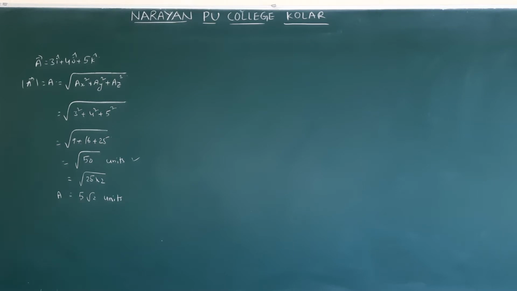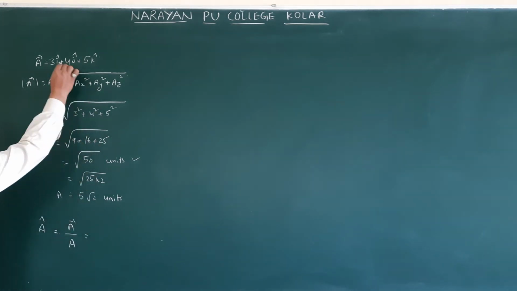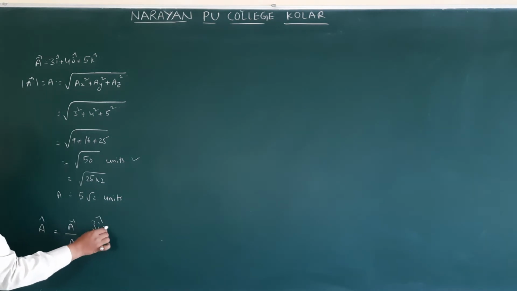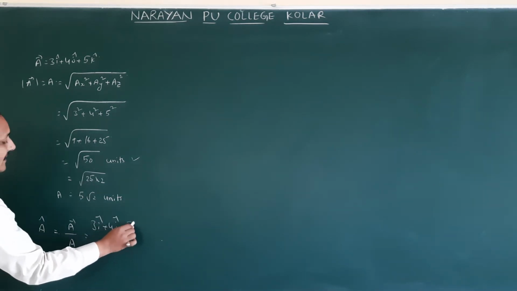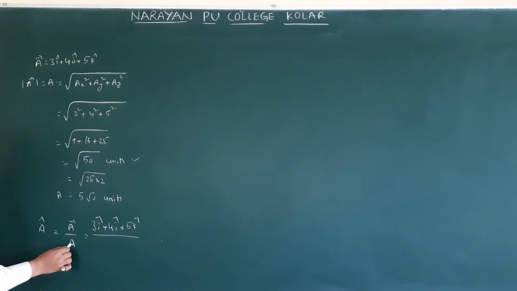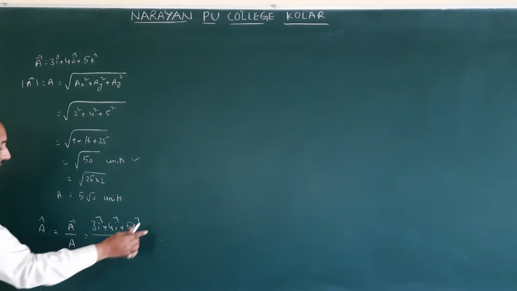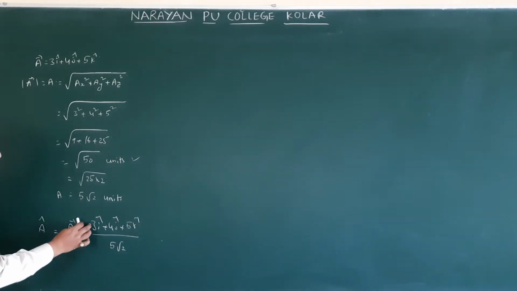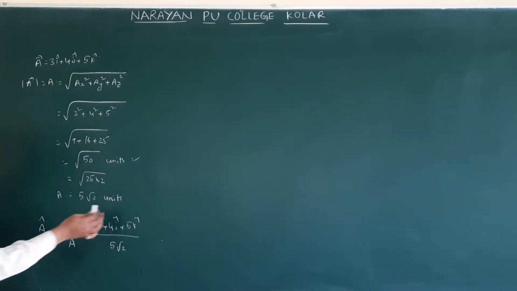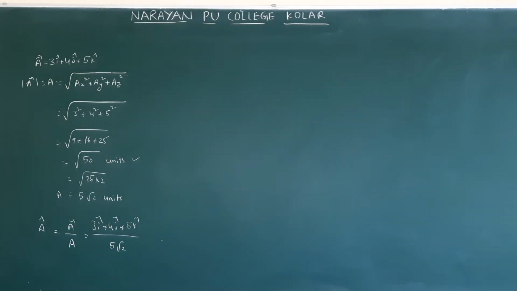Next they ask unit vector. Unit vector means a cap. If you wrote a cap like this, that is unit vector. A bar means vector. If you wrote only a, that is magnitude. So a cap is equal to, what is the formula? A bar by a. What is a bar? A bar is 3i cap plus 4j cap plus 5k cap, divided by a, how much? 5 root 2. If you want, you can expand 3 by 5 root 2, 4 by 5 root 2, 5 by 5 root 2. So like that also you can expand. So that is the answer.